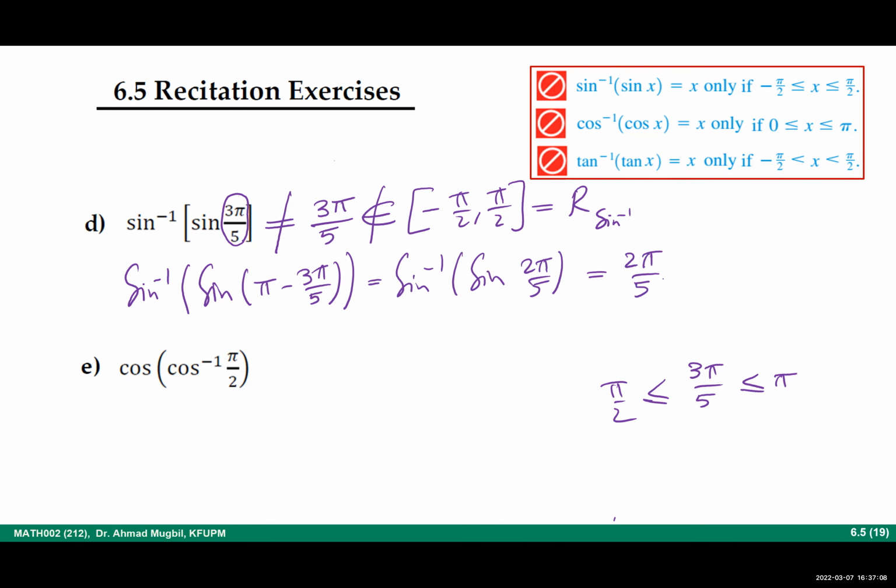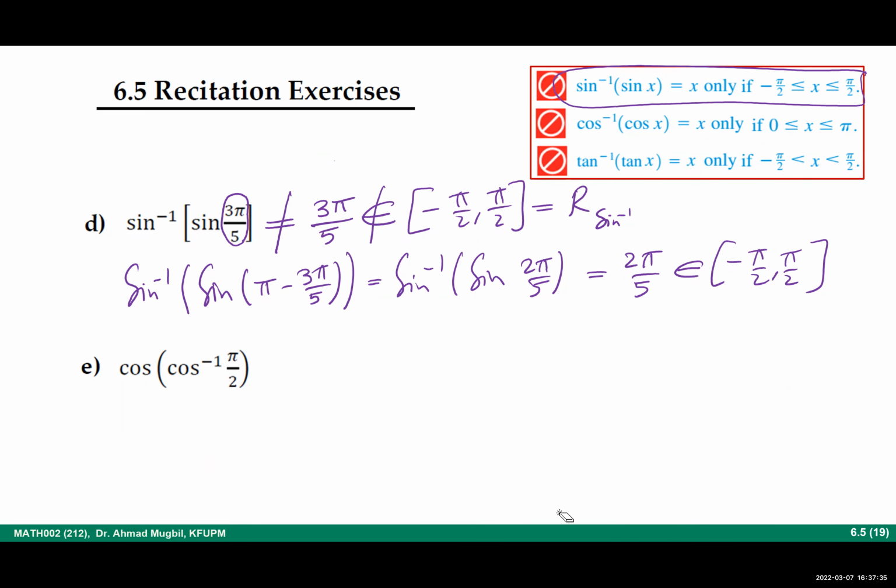Now we can cancel. Why can we cancel now? Because the result now is between negative pi over 2 and pi over 2. You know that 2 pi over 5 is less than pi over 2. 2 over 5 is less than a half. So this is now in the first quadrant, and it is, of course, positive. So we can now apply this inverse or cancellation property. Okay, so this is the answer.